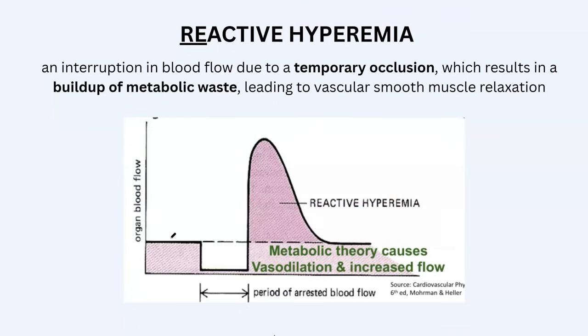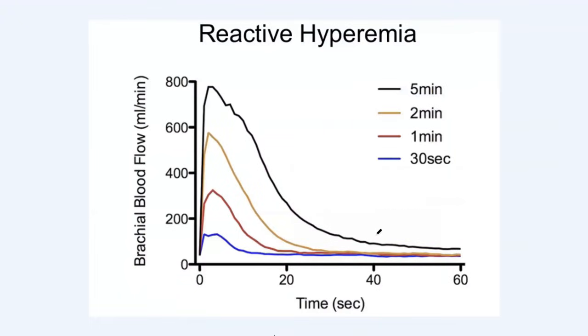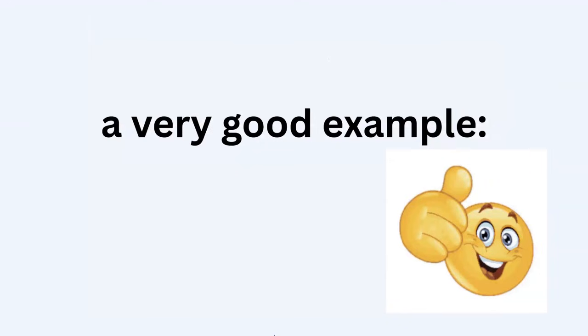So remember the shape of this graph, it goes like this, like that, okay? These are the timings. So if I occlude for 30 seconds, the blood flow is going to increase a little bit. If I occlude for a minute, the reactive blood flow is higher. If it's 5 minutes, it's the highest because it was occluded for 5 minutes. All that metabolic waste, all those vasodilators are going to cause a higher increased blood flow. That is reactive hyperemia. This is the concept of the graph. It's very, very simple.